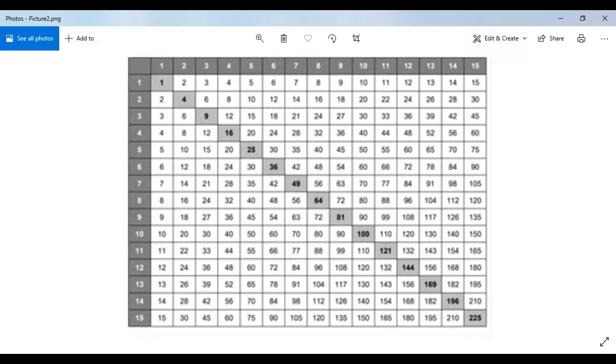Okay, what if I ask you to find the product of 4 cross 12? So you will start moving from here, 4, stop till 12. 48 is the answer. Very well done. Okay, what if I ask you to find the product of 8 cross 11?